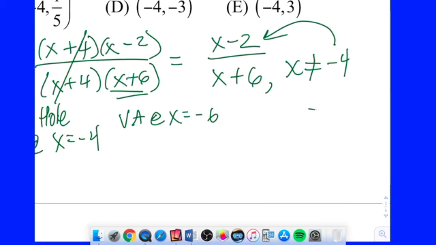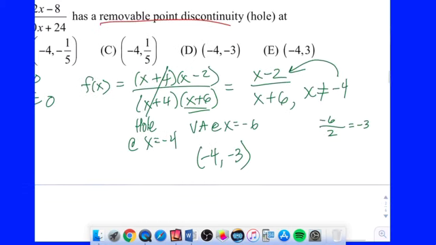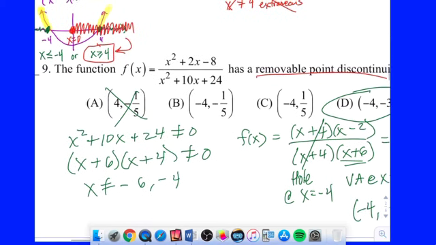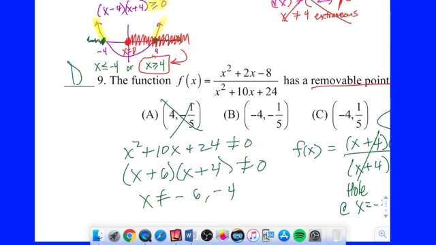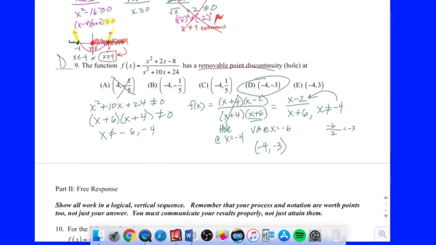So what do you get when you plug negative 4 in? You get negative 6 over 2, which is negative 3. So there is a hole at negative 4, negative 3. F has a hole at negative 4, negative 3. You factor, you divide out, and you plug that x value back into what is left.